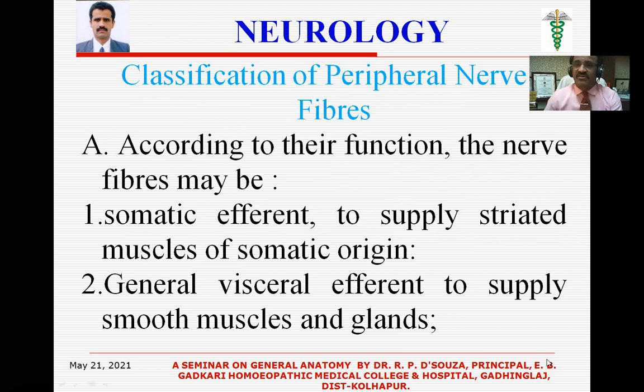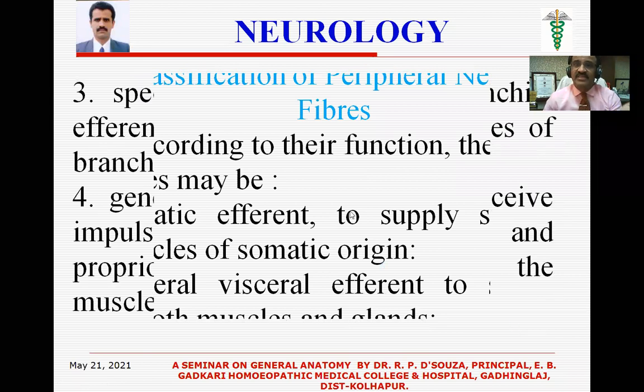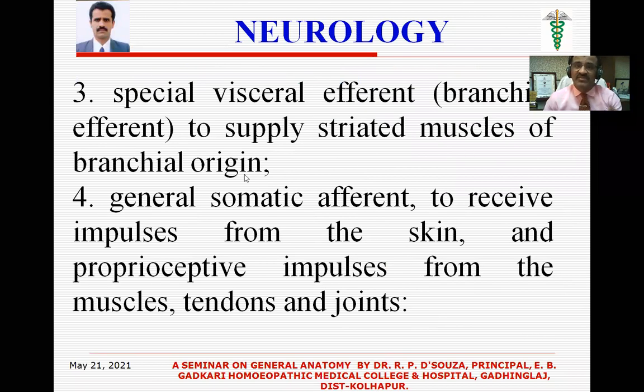Now, classification of peripheral nerve fibers according to function. The nerve fiber may be somatic efferent, which supplies the striated muscle of somatic origin, general visceral efferent to supply smooth muscles and glands, and special visceral efferent to supply striated muscles of the branchial origin. Branchial means pharyngeal arches, this region. Brachial is different and branchial is different. Please don't make a mistake, because of the N we get two meanings.